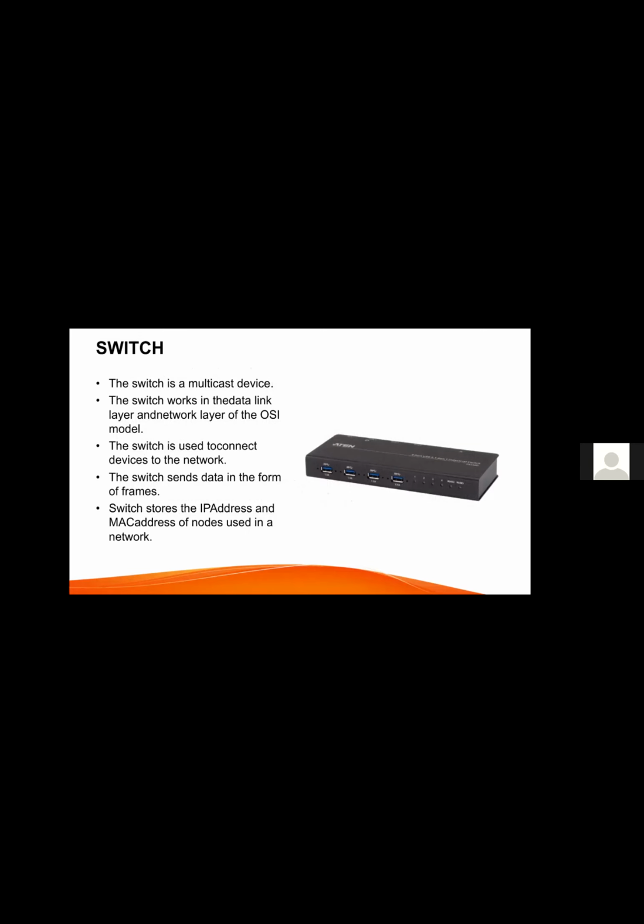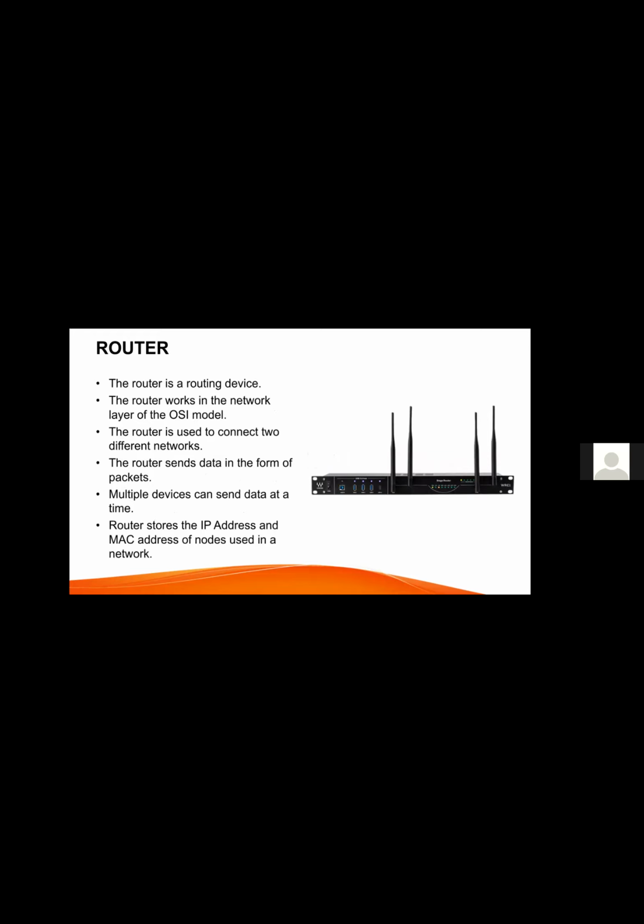Switch. The switch is a multicast device. The switch works in the data link layer and network layer of the OSI model. The switch is used to connect devices to the network. The switch sends the data in the form of frames, which store the IP address and MAC address of nodes used in a network.